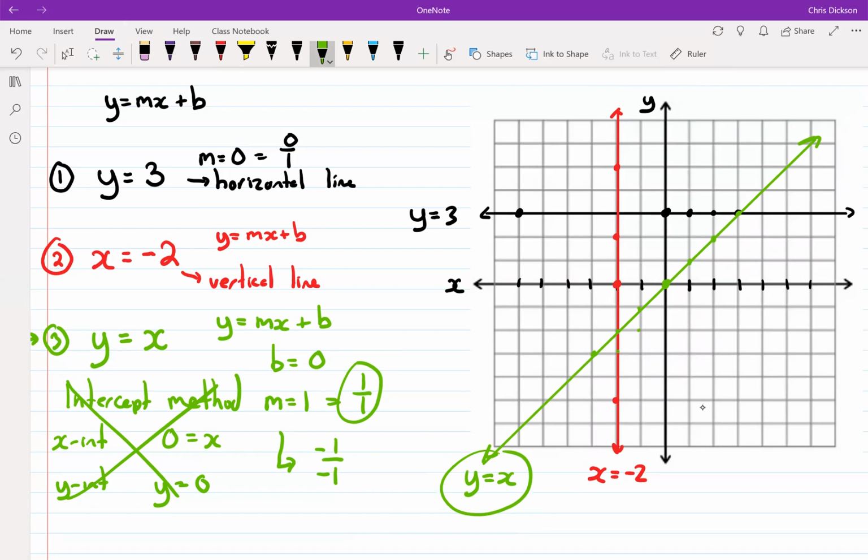So there's sort of three unique lines. They're kind of different than the other ones you've been drawing. So you can get vertical lines, you can get horizontal lines, and you can get diagonal lines. But I guess many lines can be diagonal.